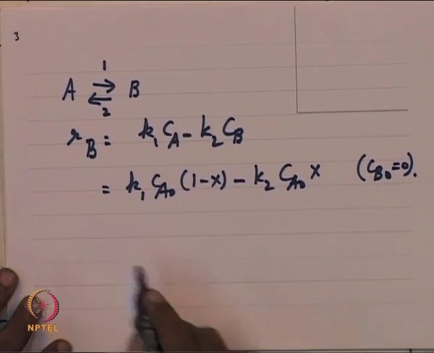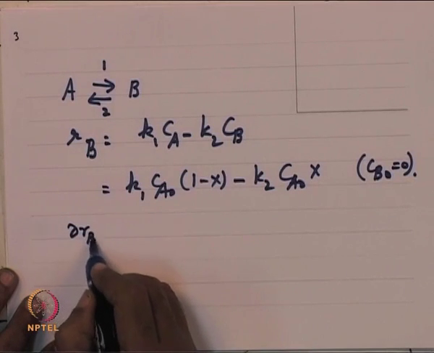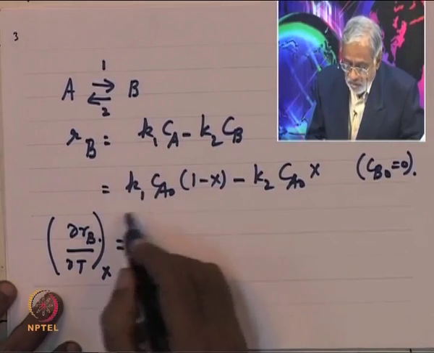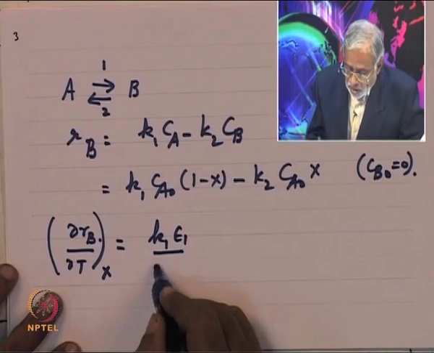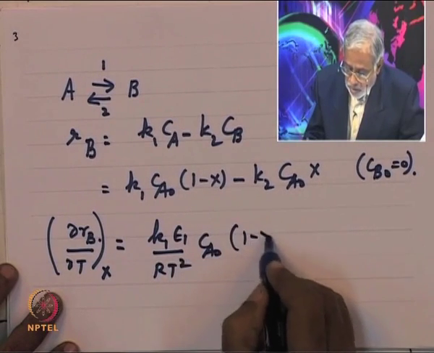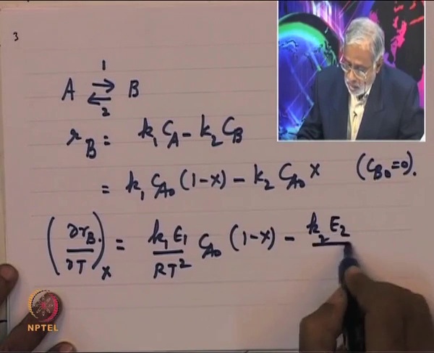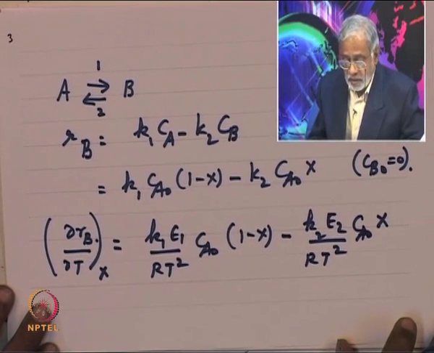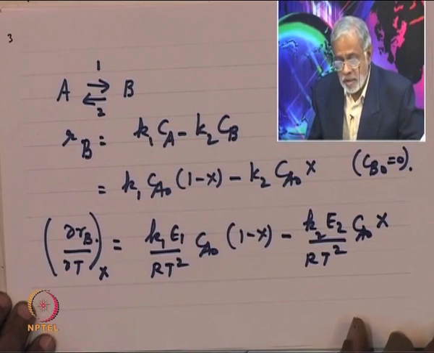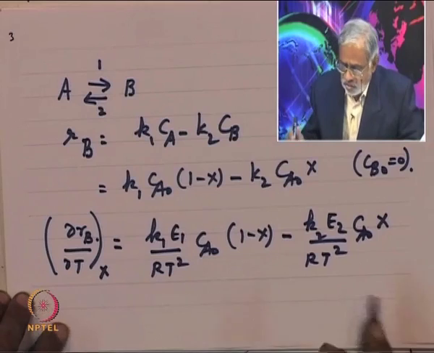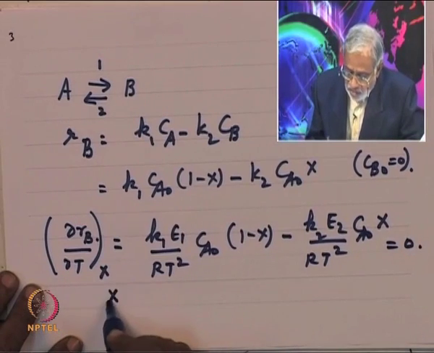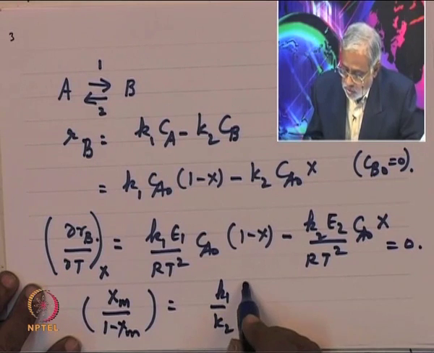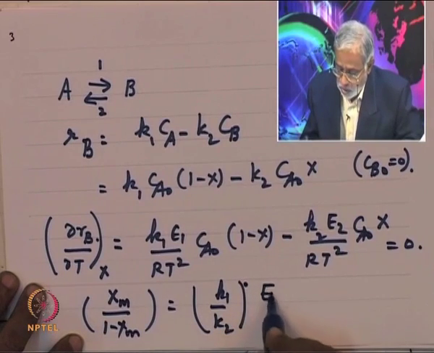Okay. Now, if you look carefully at this reaction, we find this term, del RB by del T at constant X. What is del RB by del T at constant X? When you differentiate this, you will get K1 E1 by RT squared CA0 times (1 minus X) minus K2 E2 by RT squared CA0 times X. Now, it is known that for each X, RB goes through a maxima. In other words, if you set it equal to 0, we get an equation which is Xm by (1 minus Xm) equal to K1 by K2, E1 by E2.